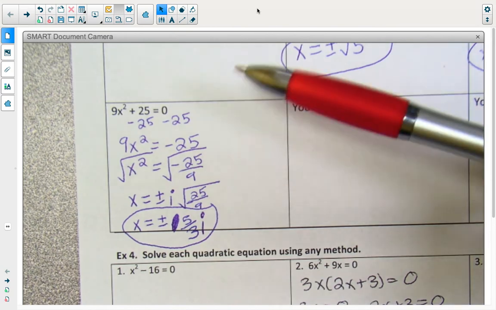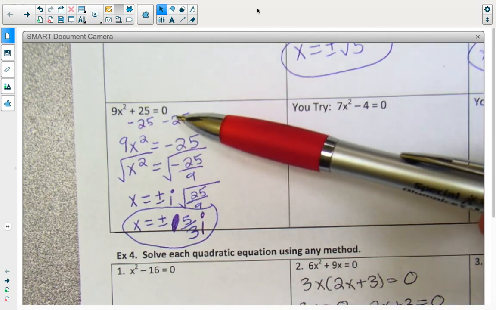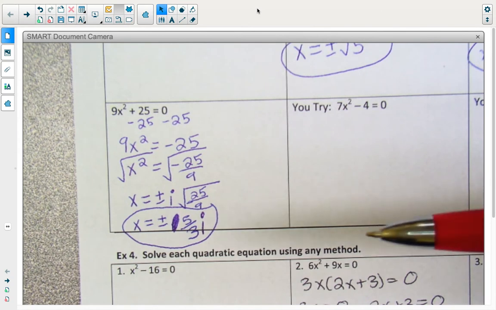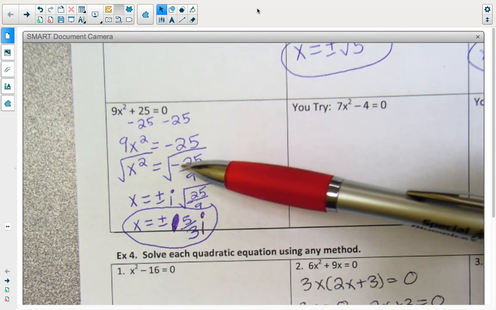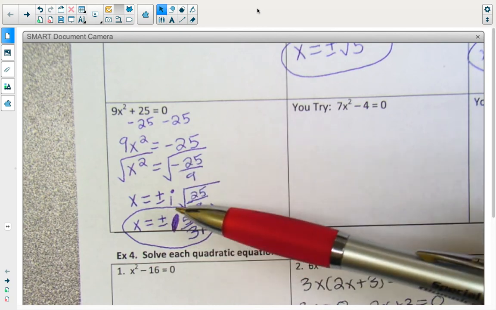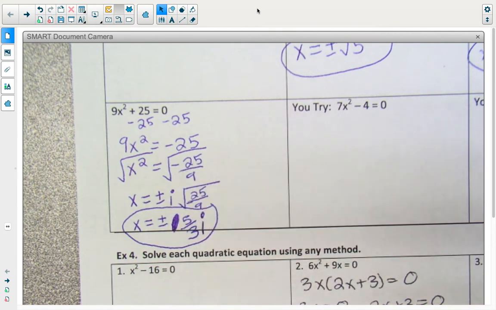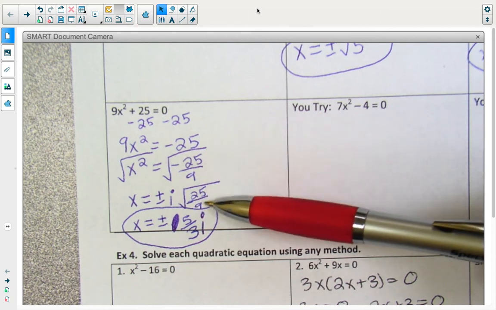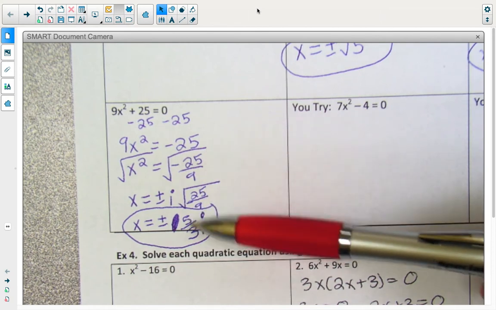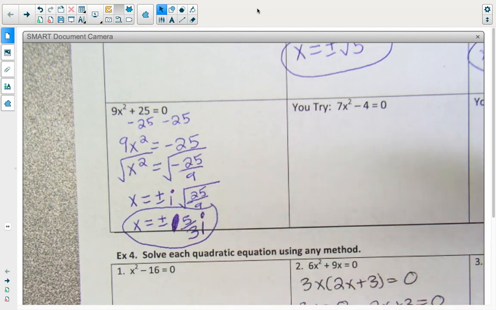So again, a little quick recap. We subtracted 25 from both sides. We divided both sides by 9. Then, if you have a negative underneath your square root, you take out the i, which stands for the imaginary part of the problem. And 25 over 9, the square root of 25 over 9 is 5/3 because these are both perfect square numbers. So we write our answer, x equals plus or minus 5/3 i.